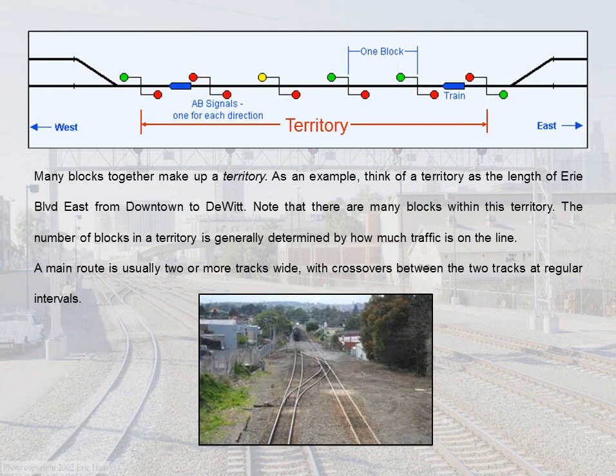Many blocks together make up a territory. As an example, think of a territory as the length of Erie Boulevard East from downtown to DeWitt. Note that there are many blocks within this territory. The number of blocks in a territory is generally determined by how much traffic is on the line. A main route is usually 2 or more tracks wide, with crossovers between the two tracks at regular intervals.